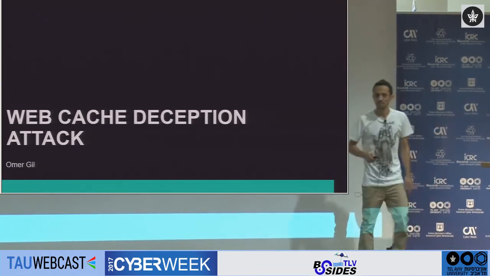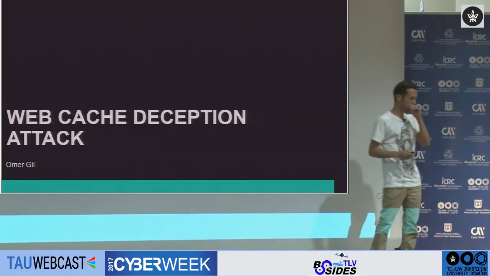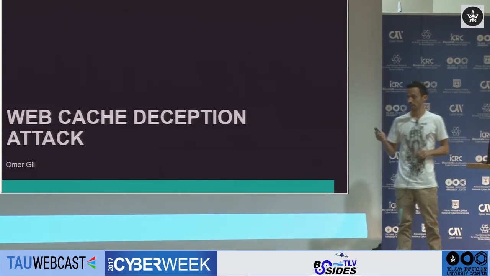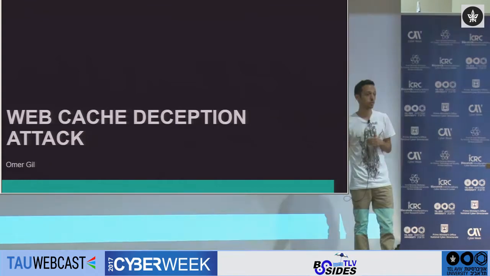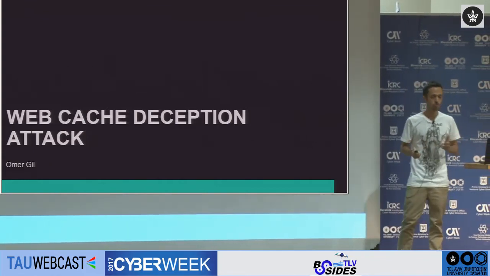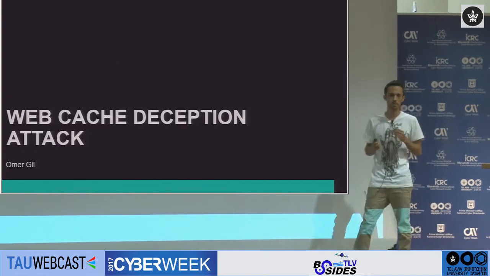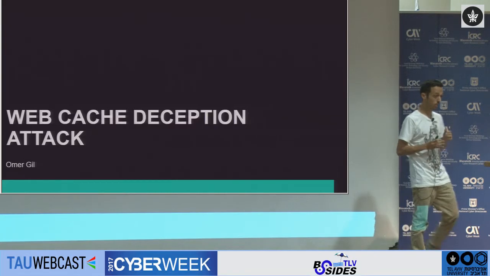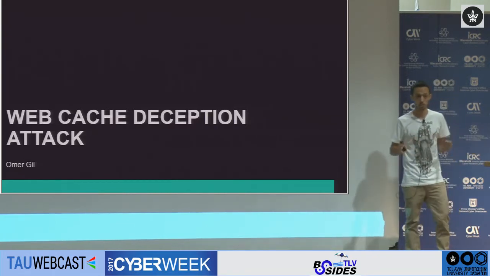Hi, everyone. It's a great honor to be on this stage today, and I really appreciate your presence here. I'm Omer, and in the next 30 minutes, we'll be talking about the web cache deception attack. Web cache deception is a new web attack vector that allows attackers to easily expose the private content of application users, and in certain cases, to even take complete control over their accounts.